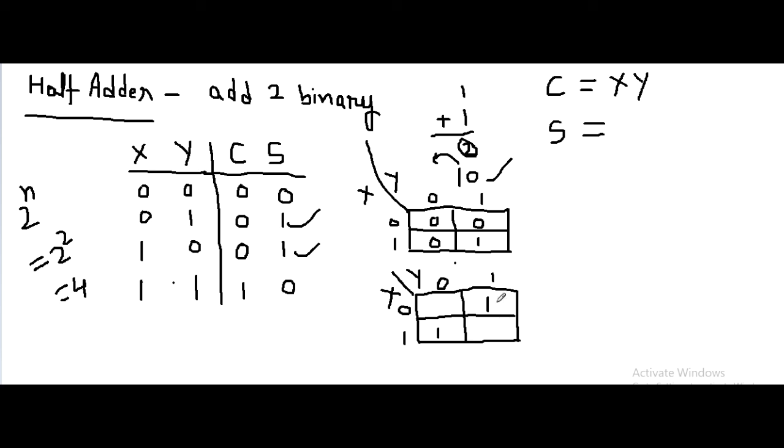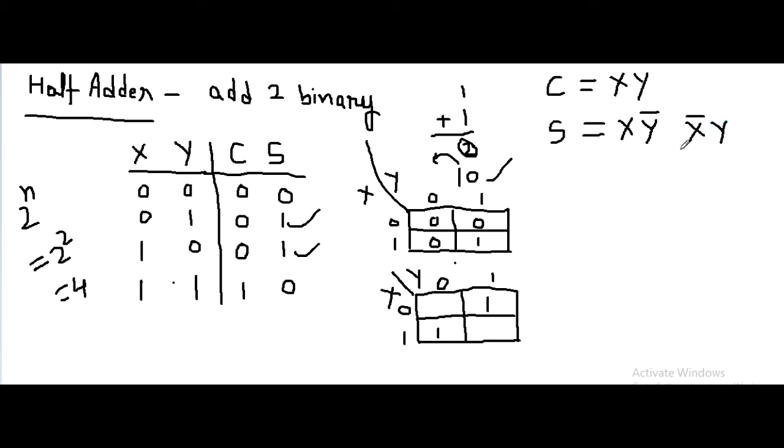So here what we have to do, we will write the function in x and y. Let's start from this cell. This is when x is 1 and y is 0. So we will write x, not complementing this x, and then y is 0, so we will complement this y. So we will write x y complement, right? And then for this cell x is 0, so x will be complemented, and y will be the same, right? Because y is 1.